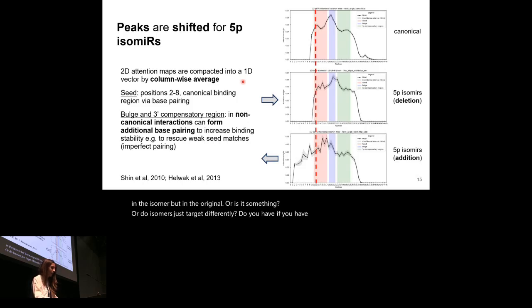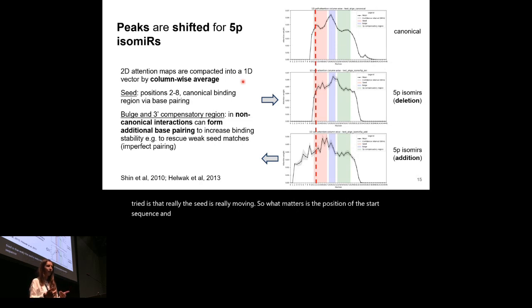Yeah, so basically the evidence that we have so far, not only from attention maps but also from other kinds of interpretation that we tried, is that the seed is really moving. So what matters is the position of the seed sequence, and that's what the model really captures.